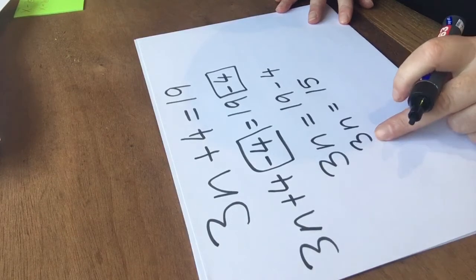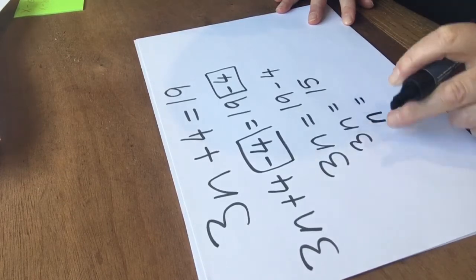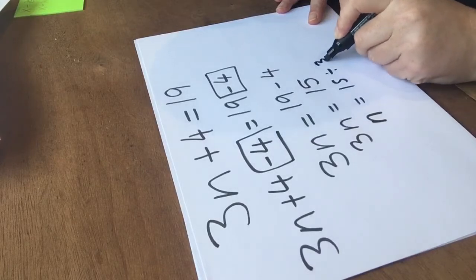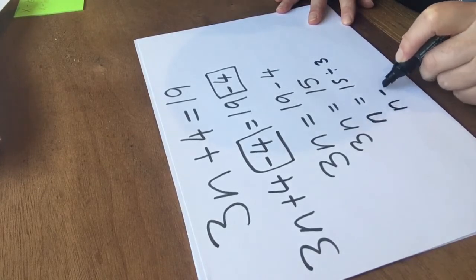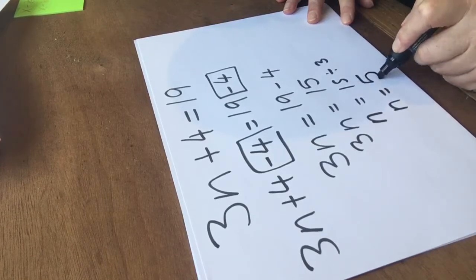3n means 3 times n, and the opposite of timesing is dividing. So to get rid of the number here, we need to do 15 divided by 3. So n equals 15 divided by 3 is 5.